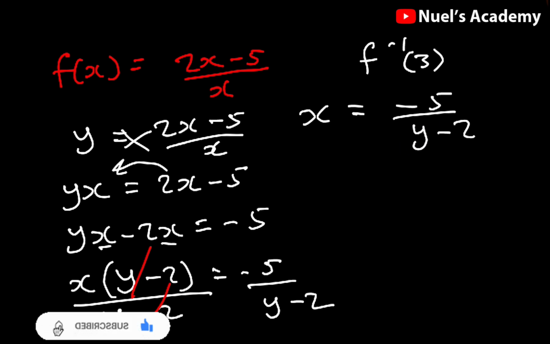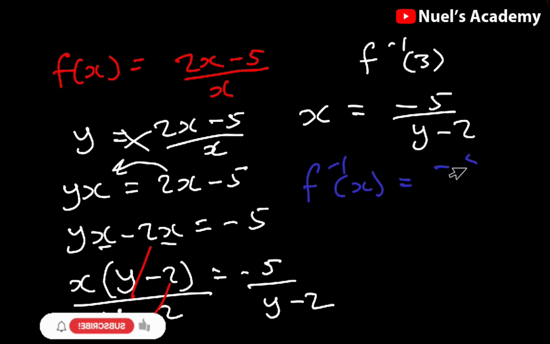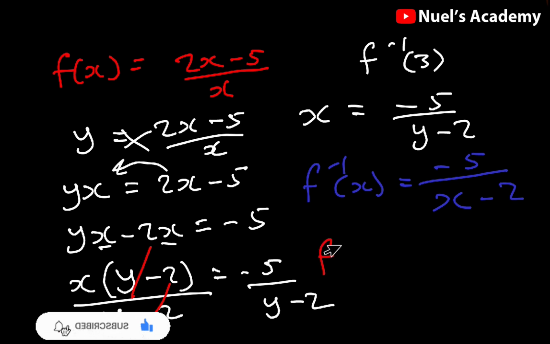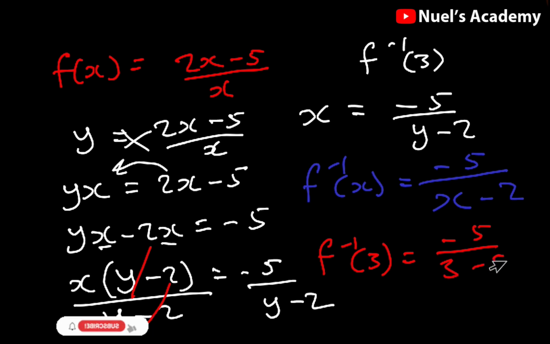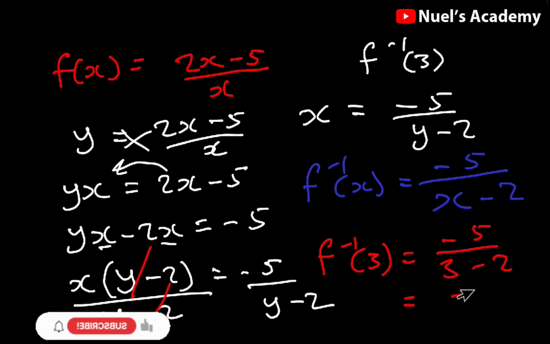Now let's replace x with f inverse of x. Then we have minus 5 over, replace y with x, minus 2. Now to find the f inverse of 3, we have that f inverse of 3 is equal to minus 5 over 3 minus 2, which is equal to minus 5 over 1, which is equal to minus 5. So this is the answer to this question.